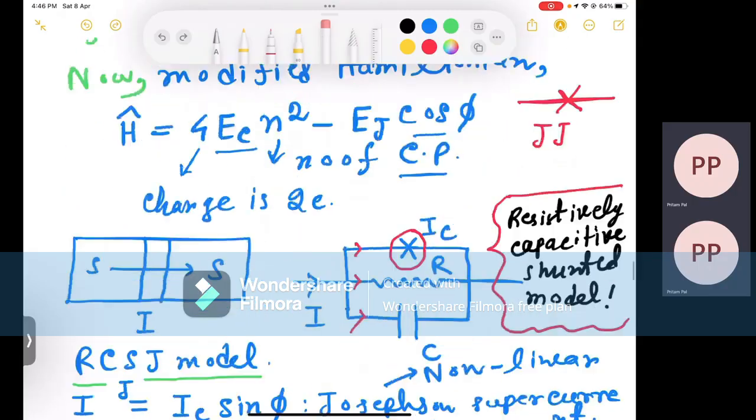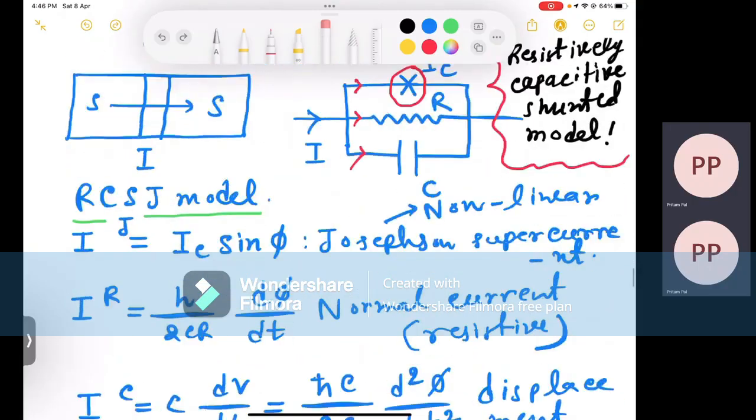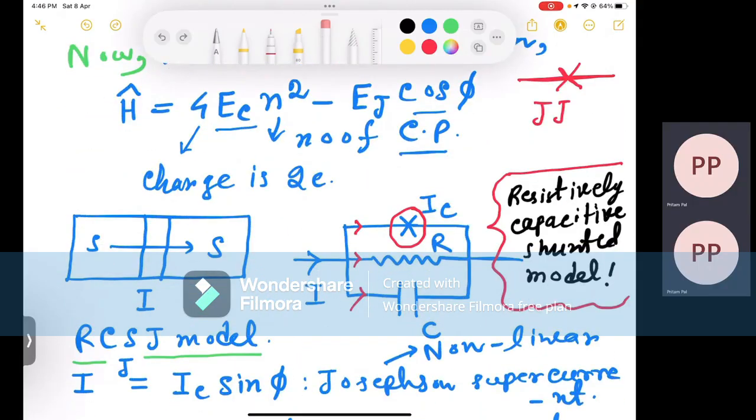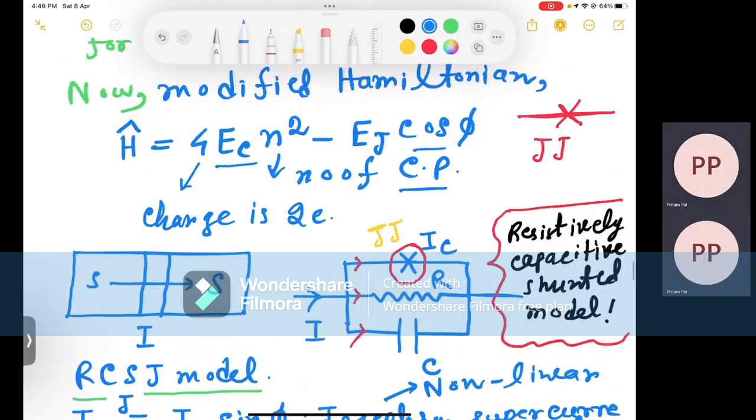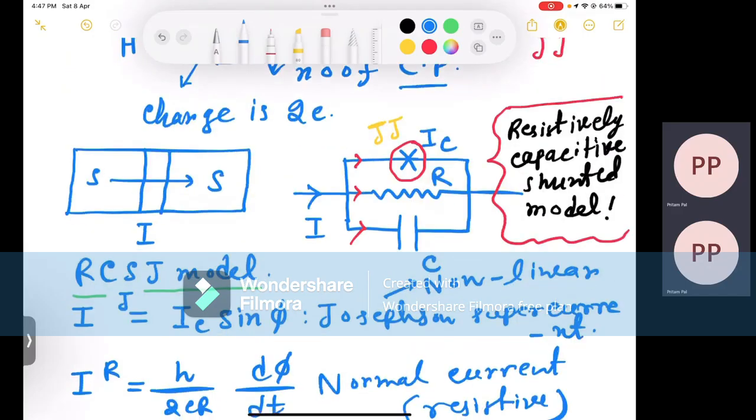Okay. Now let's focus on this portion. This is your Josephson junction. And this is the resistive, and this is the capacitive contribution. So this is called the RCSJ model, the resistively capacitively shunted junction model. Shunted means it's in a parallel configuration. That's why it's shunted, and this model is called the RCSJ model.